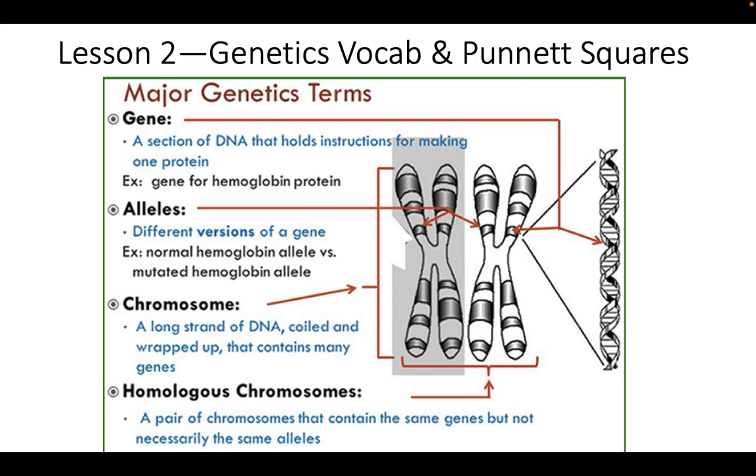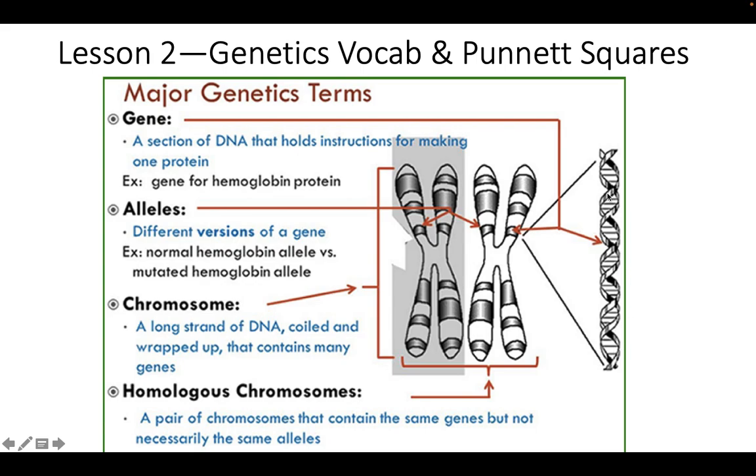We're going to get the genetics vocab and the Punnett squares in this. So before we get going too far into this, I want you to make sure that you understand the concepts we're talking about. So previously we talked about DNA replication.